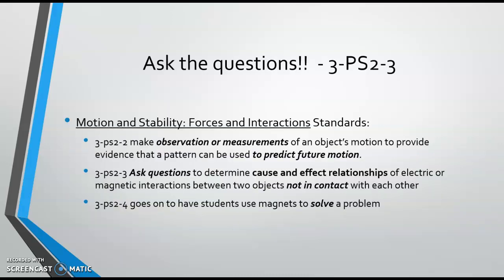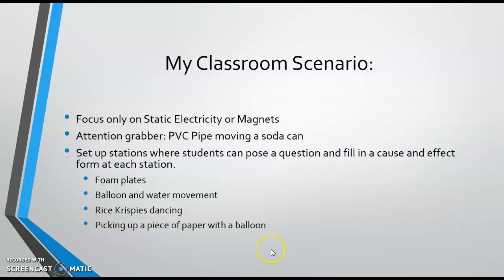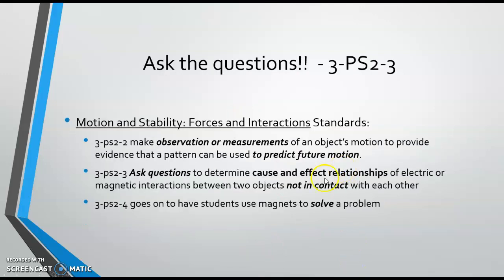So really, when you look at the motion and stability, the forces standards, you have the standard that comes before this, which asks students to start making observations and measurements to predict the motion and the patterns we're seeing. And then when you get to this standard, 3-PS2-3, we're trying to ask those questions. So we really start to think, what are the cause and the effect in the non-contact? And then the next standard that follows after this will have students using the magnets to solve a problem.